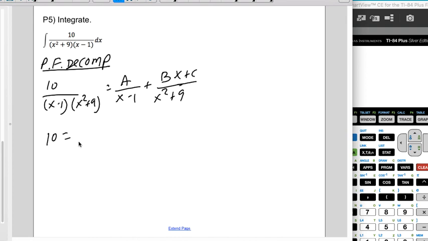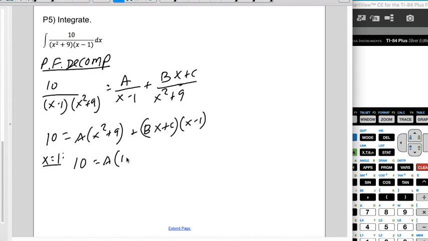When I get my common denominator, the A is missing the x squared plus 9, right? The Bx plus C in its entirety is missing the x minus 1. So when I do my clever substitution of x is 1, that's going to let me find A. I'm going to get 10 equals A times 10 plus a bunch of nothing. So A is 1, so that's great. And if this were multiple choice, that's enough sometimes for you to start to figure out the answer because you now know that this is the first part of the vector, right? So if it's multiple choice, you can start to figure out the first piece.